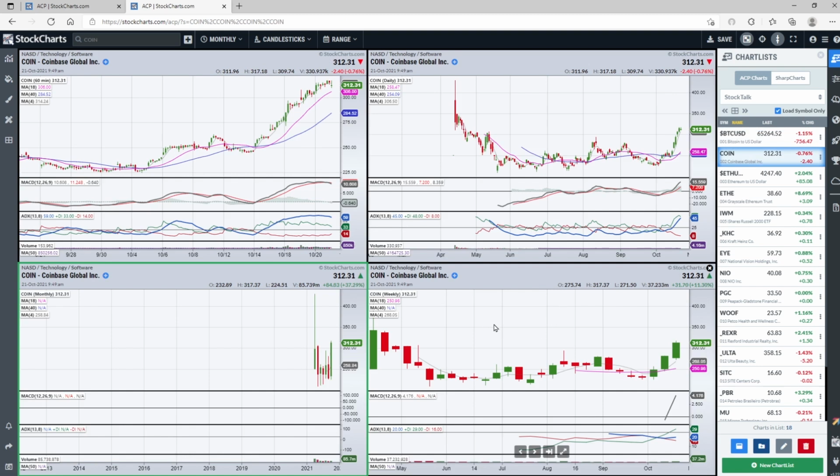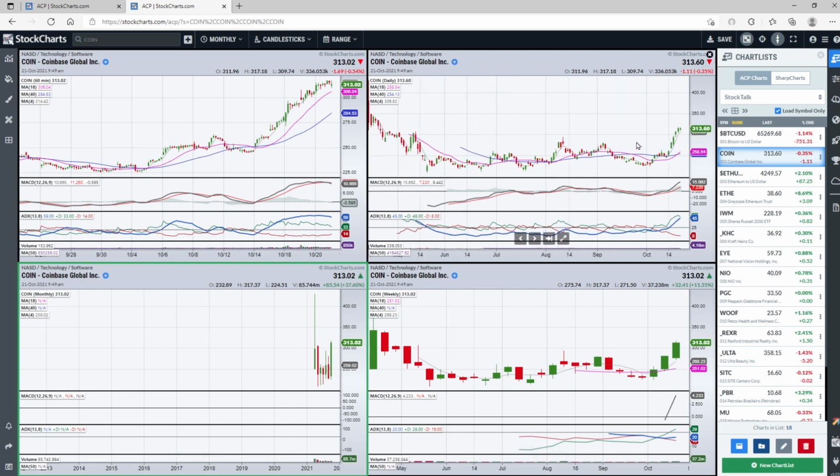I started out with the hourly over on the top left. So I've got my four time frames: monthly, weekly, daily, and hourly. And I wanted to do this again to show how we don't have that much history on the monthly or the weekly. But notice what took place on the daily.